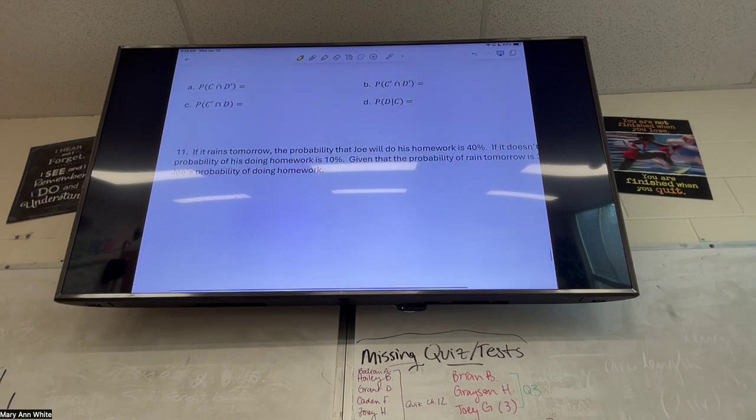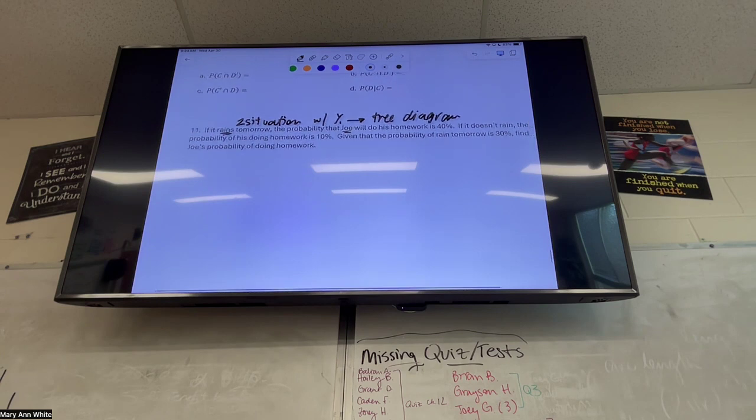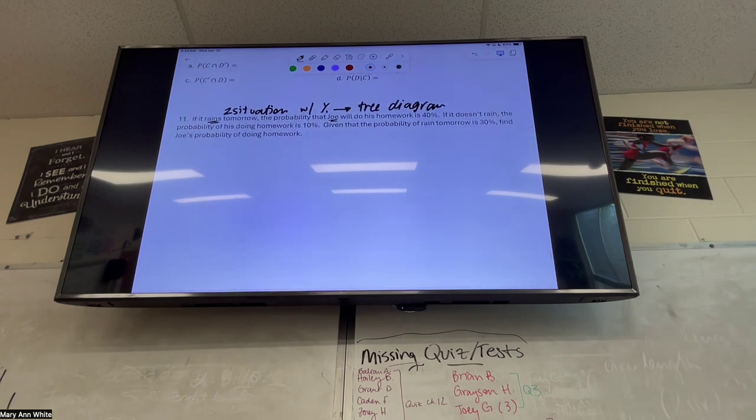So in this example, it's talking about raining, and it's talking about Joe doing his homework, okay? When I see these two situations and I see them with probabilities, with percentages, I'm going to make a tree diagram. This might be something you've done before. It might be brand new, but I like to think of this as a little tree diagram so I can think of all my scenarios, okay?